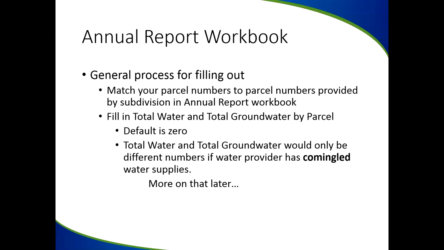So the process for filling out the annual report, basically you want to match your parcel number with the parcel number on the annual report, which we've provided by subdivision. We need the total water and the total groundwater per parcel. Sometimes those are the same, but the default is 0. If the total water and the groundwater are different, then you must commingle your supplies, and we'll talk more about that.